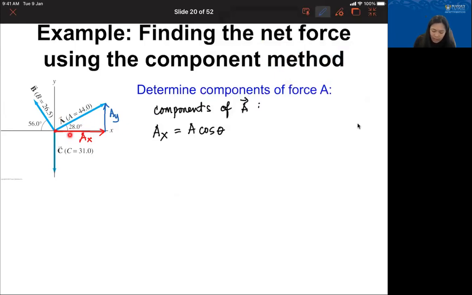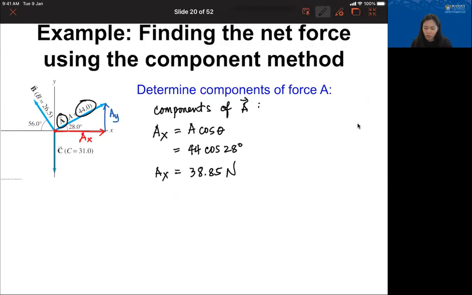The x component is the side that's adjacent to the angle theta, and so we use the cosine function for the trigonometry. That means we multiply vector A, the diagonal vector, which is 44 newtons, by the cosine of the angle 28 degrees. So you have the x component, and you should get 38.85 newtons.